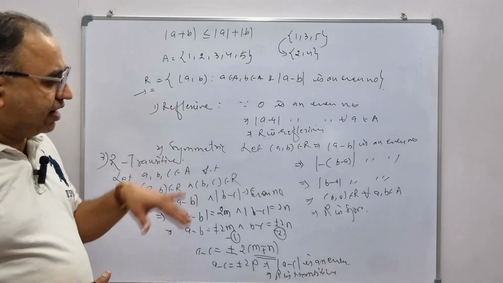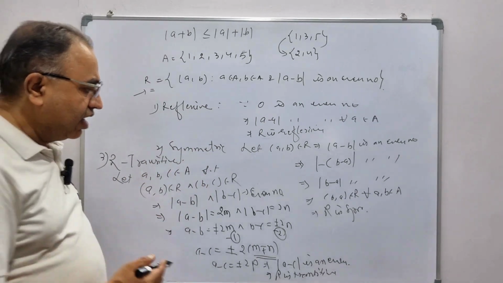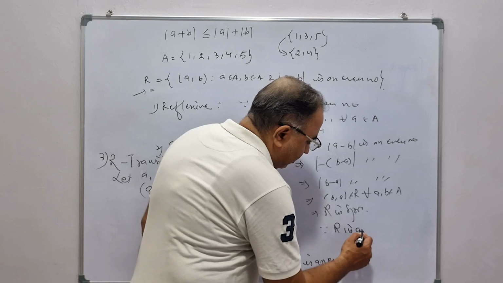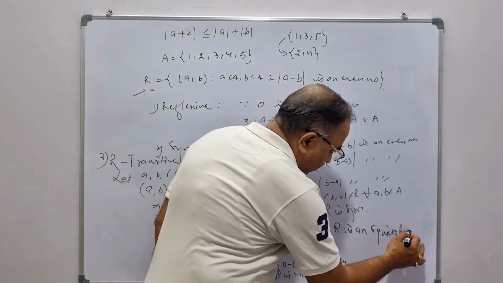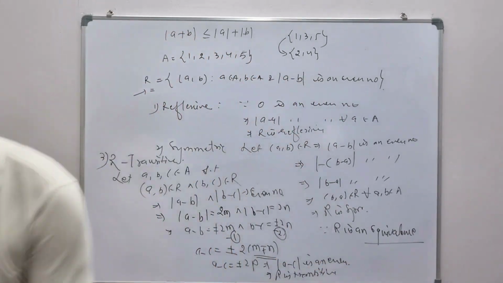So this way we have seen that this relation R is reflexive, symmetric, and transitive. You have to write all these three, and hence R is an equivalence relation. This is the first part of the question done.